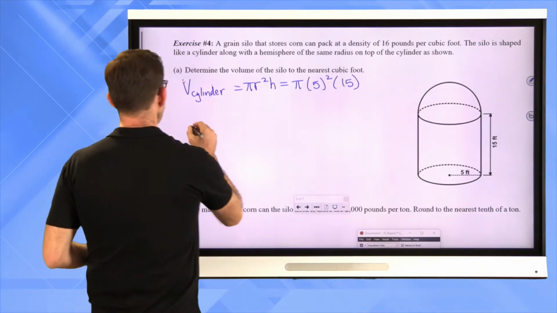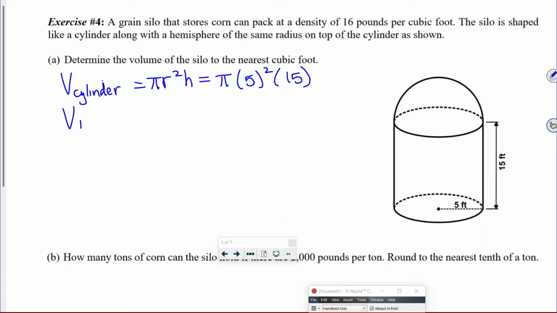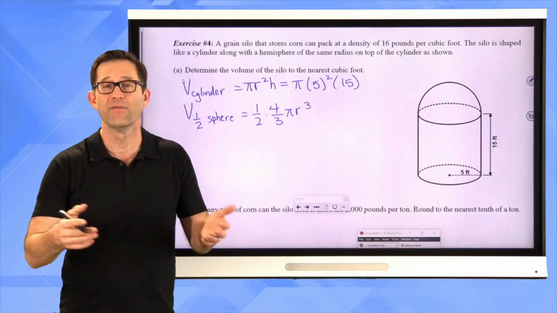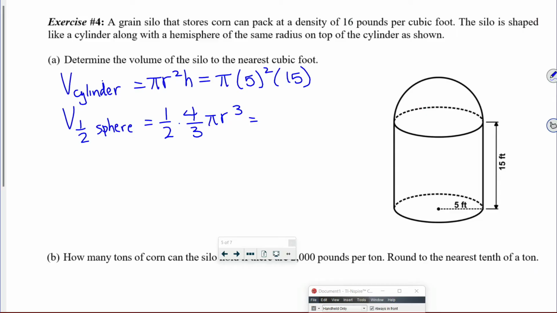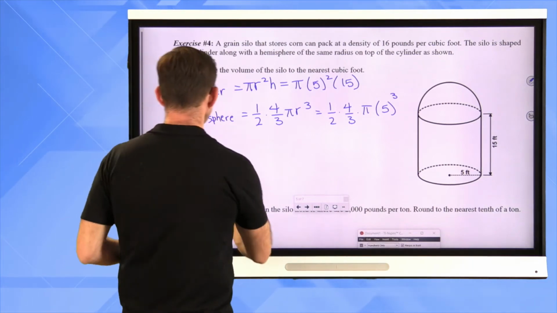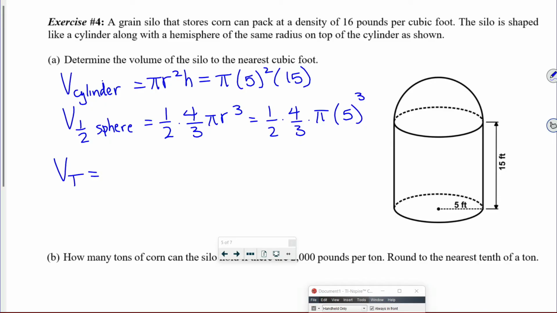Now, the volume of the hemisphere, or maybe I'll even just put the half sphere, all right? We know that the volume of the sphere is 4/3 pi r cubed, and we're going to have to throw in a factor of 1/2 there. Of course we are, right? Because it's half of the sphere. So I'm going to now have 1/2 times 4/3 times pi, and it's also got a radius of 5, so 5 cubed, right? Now, if I want my total volume, I can just add those together, right?